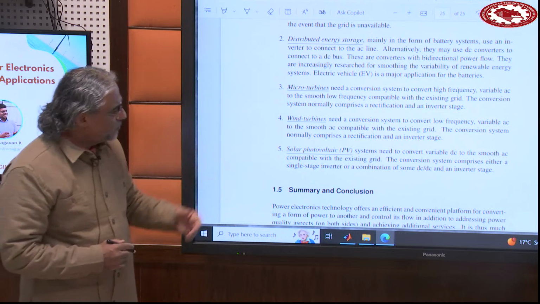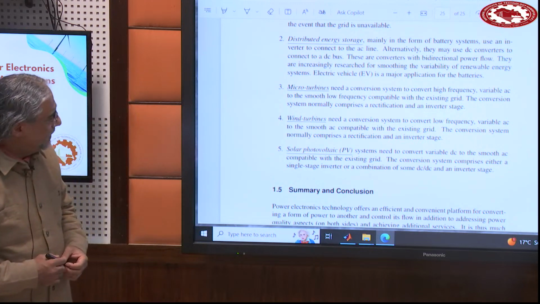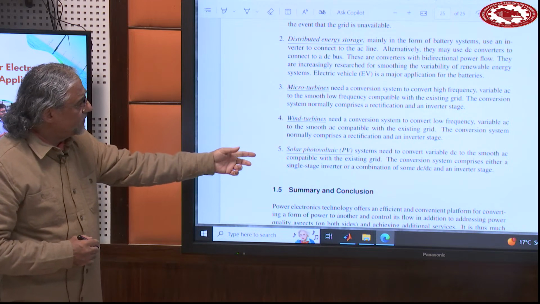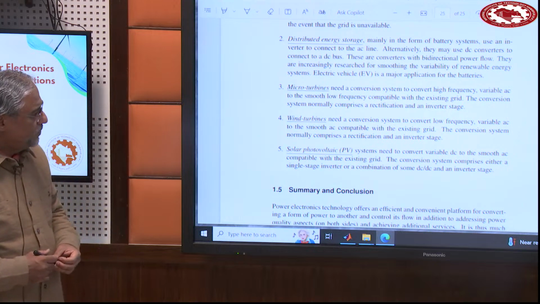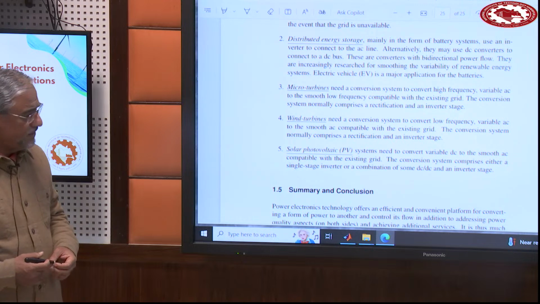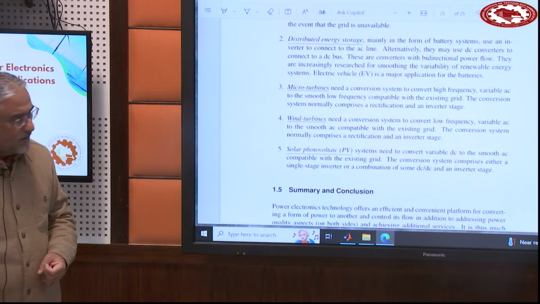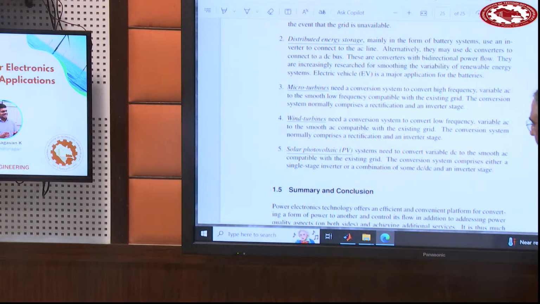And then solar photovoltaics generate DC power. And these are basically the only ones that directly generate DC, right? If you want to connect to the AC power grid, you need an inverter to convert that to AC. Okay. So that basically is a summary of this chapter.